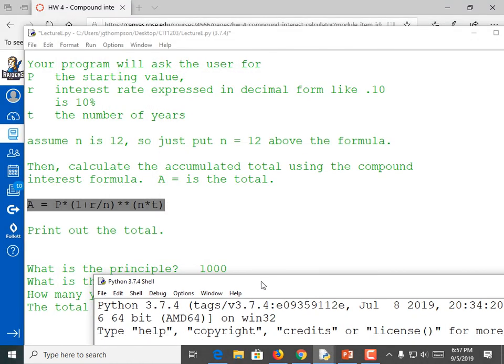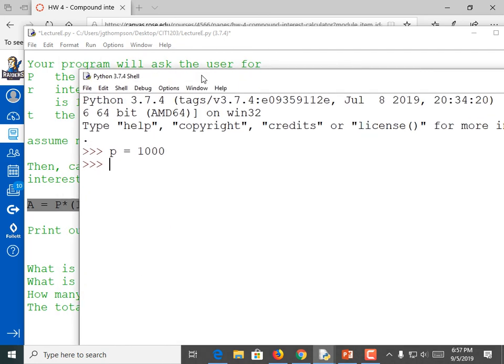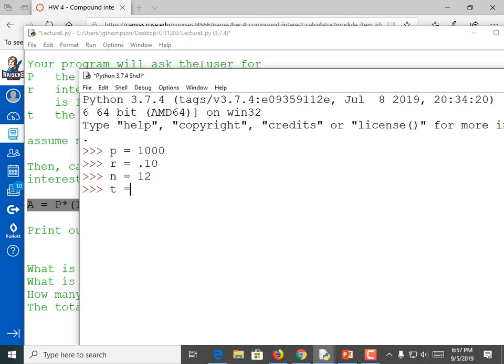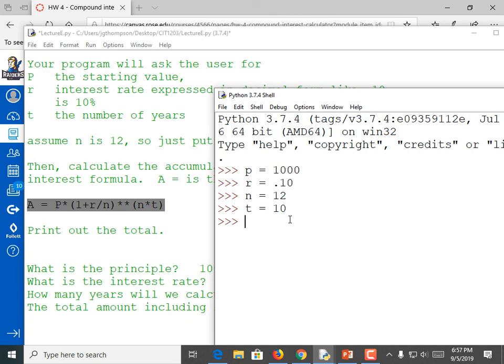Okay, so our starting amount is going to be P. P equals 1,000. Our interest rate is 10%, so 0.1. N, number of times a year, is 12. And then T is, I said 10 years. And then so our formula was A, and you're going to put this all in the program, not in the shell. A is equal to P times parentheses 1 plus R over N in parentheses star star N times T in parentheses, and then print out A. Okay, that's the final result.